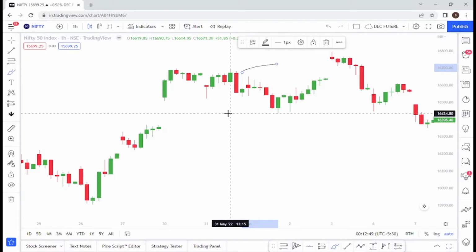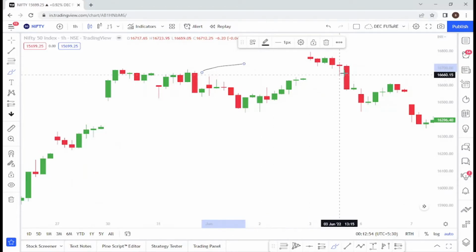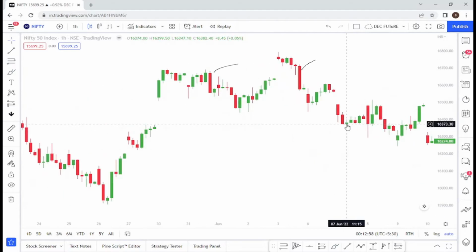This is a red Marubozu candle with absolutely no wicks on either side, or very small wicks, right? And a good range body topping it up. This becomes a Marubozu candle.